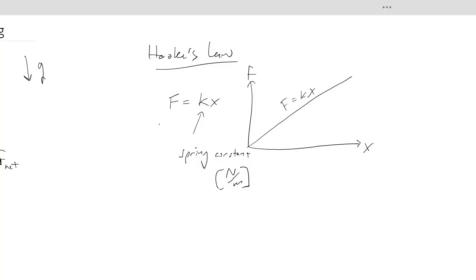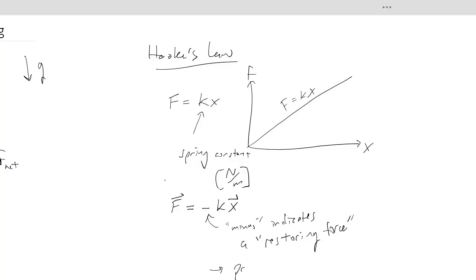With this spring constant, we often consider the vector notation of Hooke's law. The minus sign indicates that this is a restoring force. It restores the spring back to its original position. Lots of stuff in nature exhibits some kind of restoring force. Specifically, this is what we call a property of elastic materials.